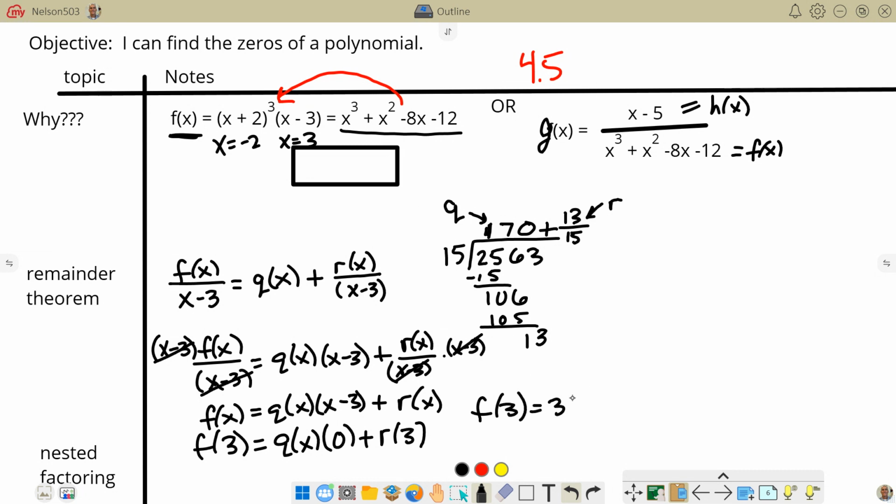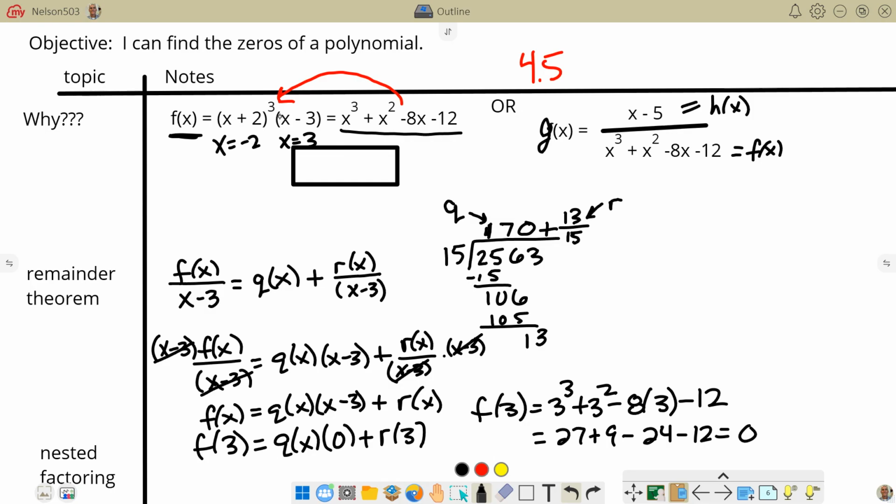I get 3 cubed plus 3 squared minus 8 times 3 minus 12. Let's see, I get 27 plus 9 minus 24 minus 12. Hey, that comes out to be 0. Wait a minute, that comes out to be 0. Well, I kind of knew that was going to happen.